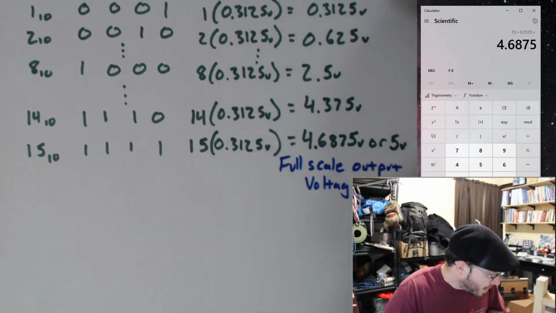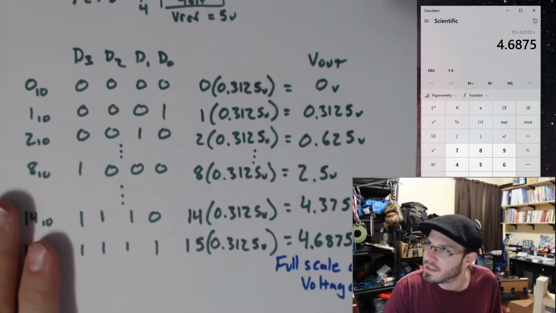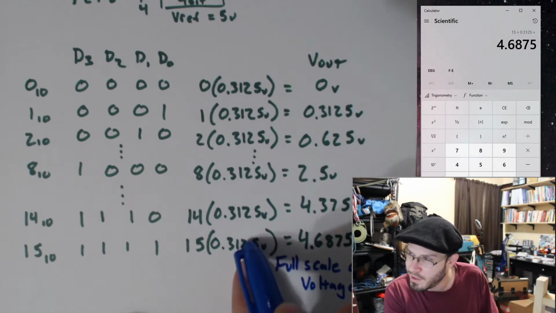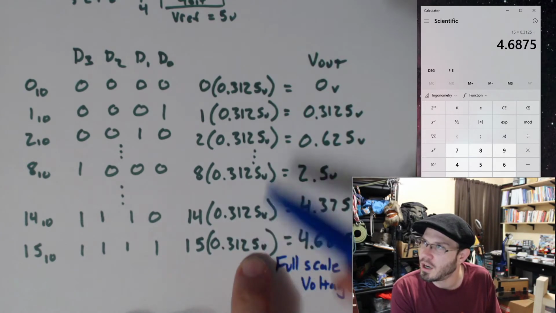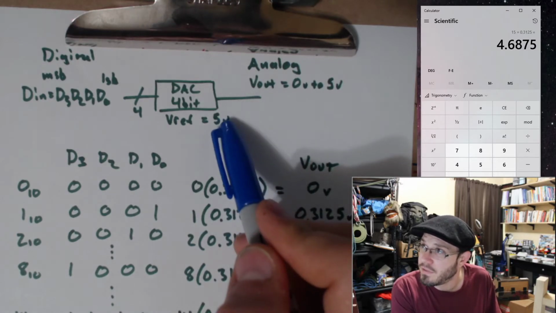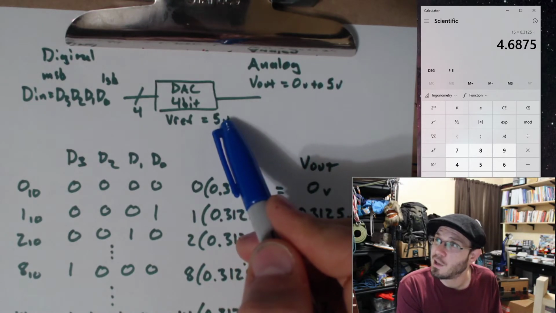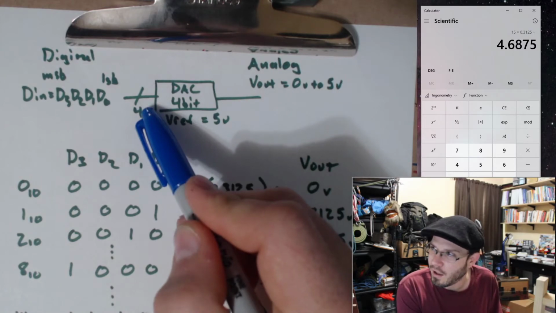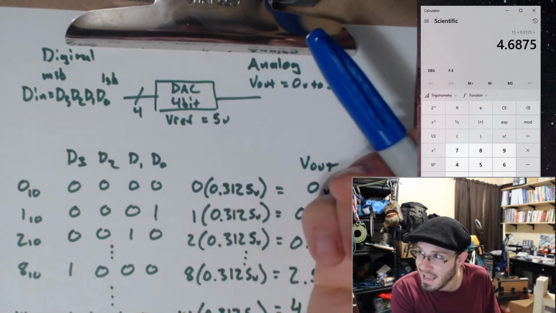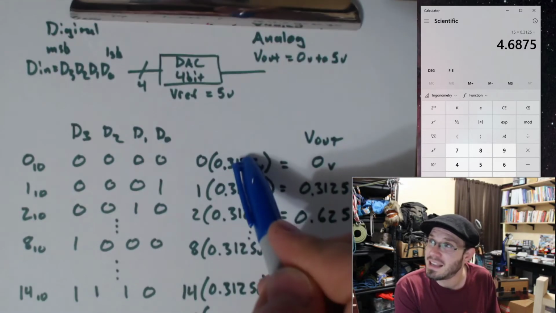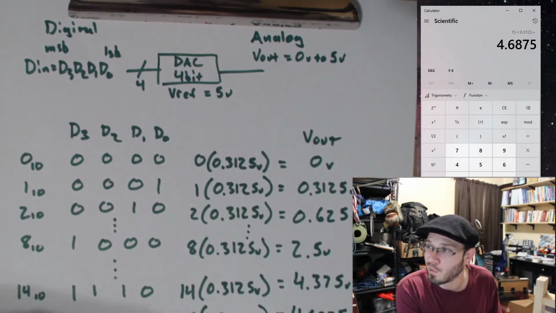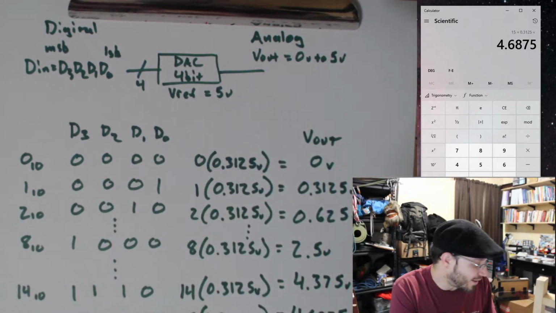Okay, but for all practical purposes, the straightforward way, if you're working with an unknown digital to analog converter, is just calculate what the step size is. Take your VREF divided by 2 to the power of your number of bits, so 2 to the n, and that gives you your step size. Multiply it by whatever your input is, and that's your output voltage for that digital to analog converter.